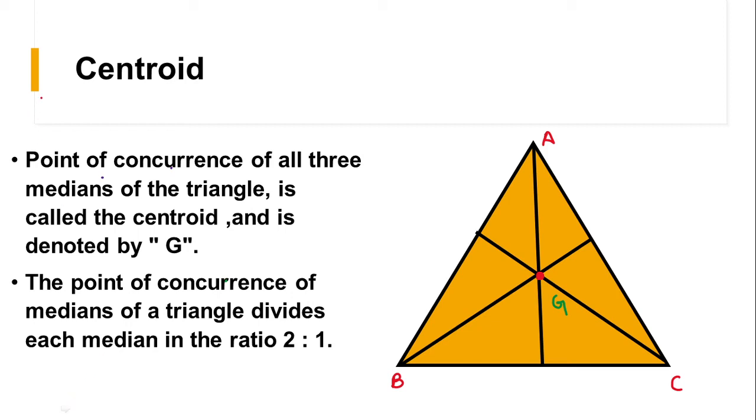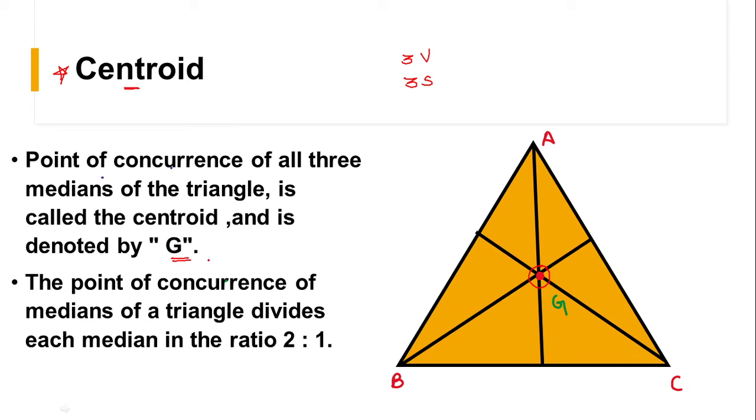Now let's see a new concept, that is a centroid. As I said, a triangle has three vertices and three sides. Whenever you join a vertex with the midpoint of the opposite side, that will form a median. As there are three vertices and three sides, you have three medians, and where the three medians meet, that point will be called a centroid. It is always denoted by a capital letter G.